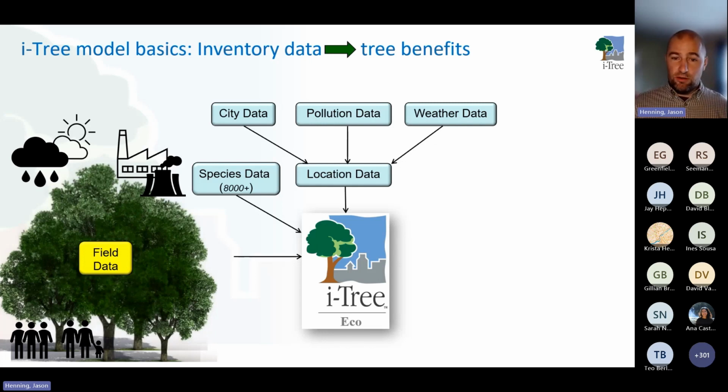Currently, that database is over 8,000 trees. And again, it's one of these blue boxes, so you don't need to provide that data. Just so long as you're telling us what species you have, it'll know where to grab that information from the species database.